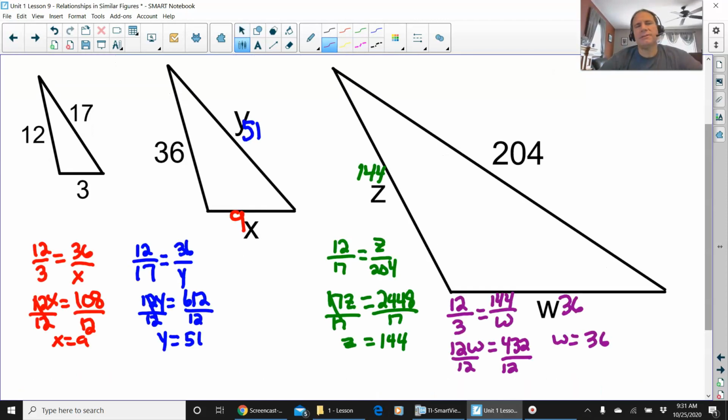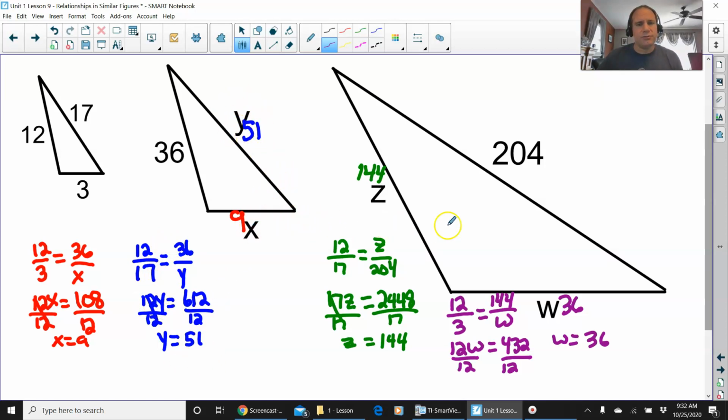Okay, so let me just explain what I did. There's a lot of different ways that we could do this, and I just picked one way. I put 12 over 3 here equals 36 over x, because I'm looking for this. When I solved, I got 9, I put 9 here. Then I moved over and I want to solve for y. I used 12 over 17 equals 36 over y. All right, matching up the corresponding sides, I cross multiply, I got 51 here.